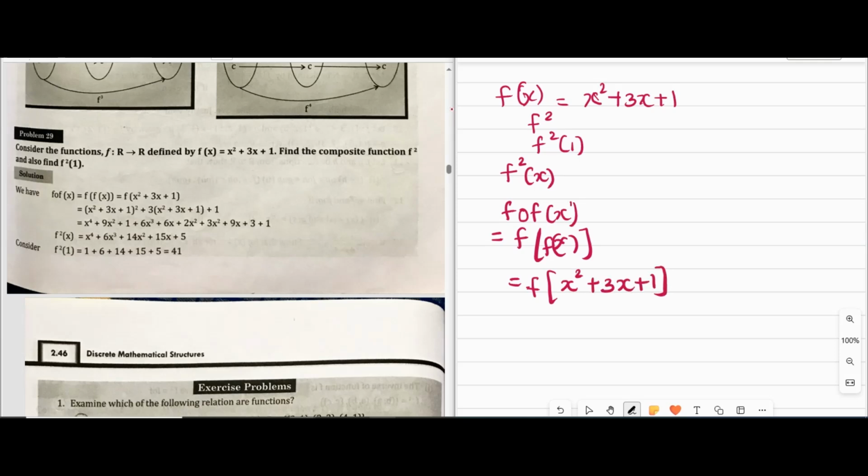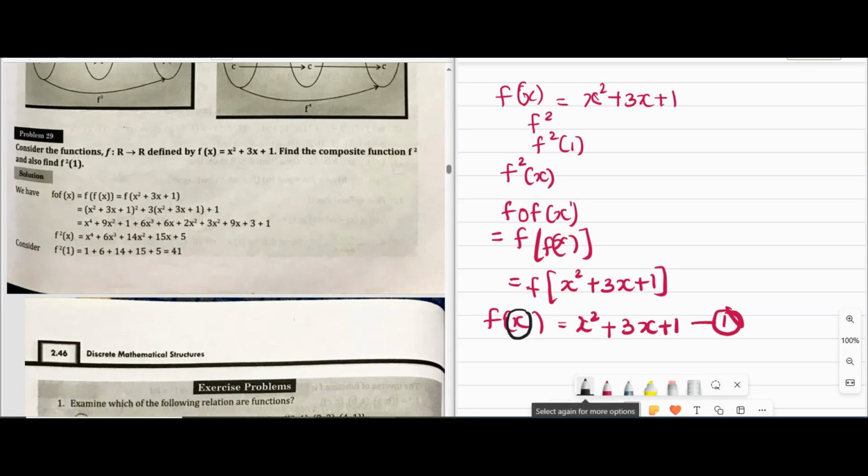Now compare with the f of x formula. We have f of x is x square plus 3x plus 1. Call this equation 1. Now compare the x value: here x is x, and the new x value is x square plus 3x plus 1. So x will change to x square plus 3x plus 1. Now substitute this x value in equation 1.